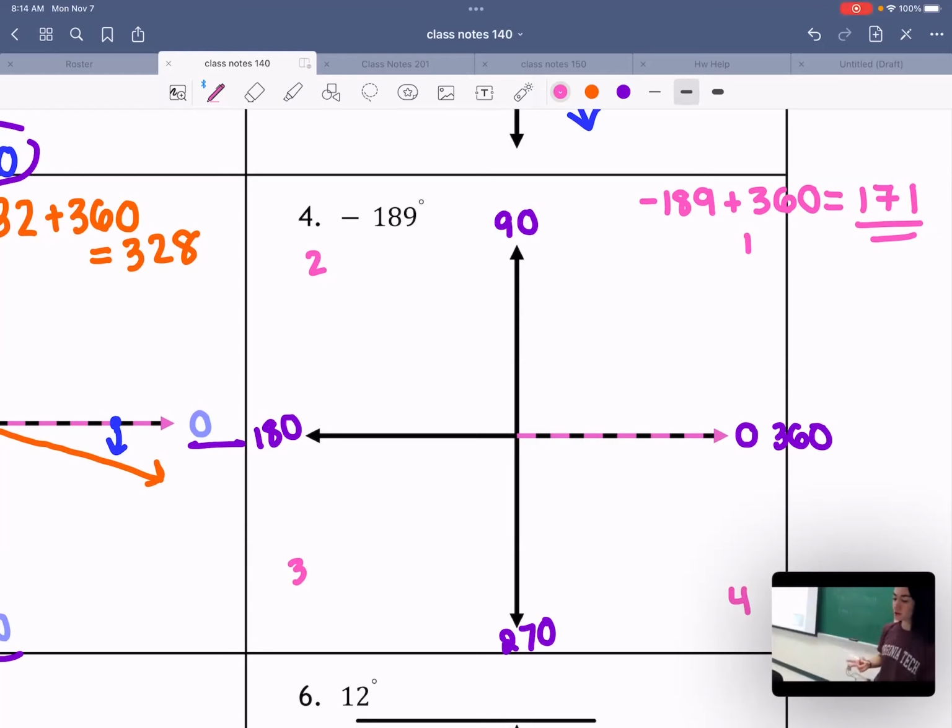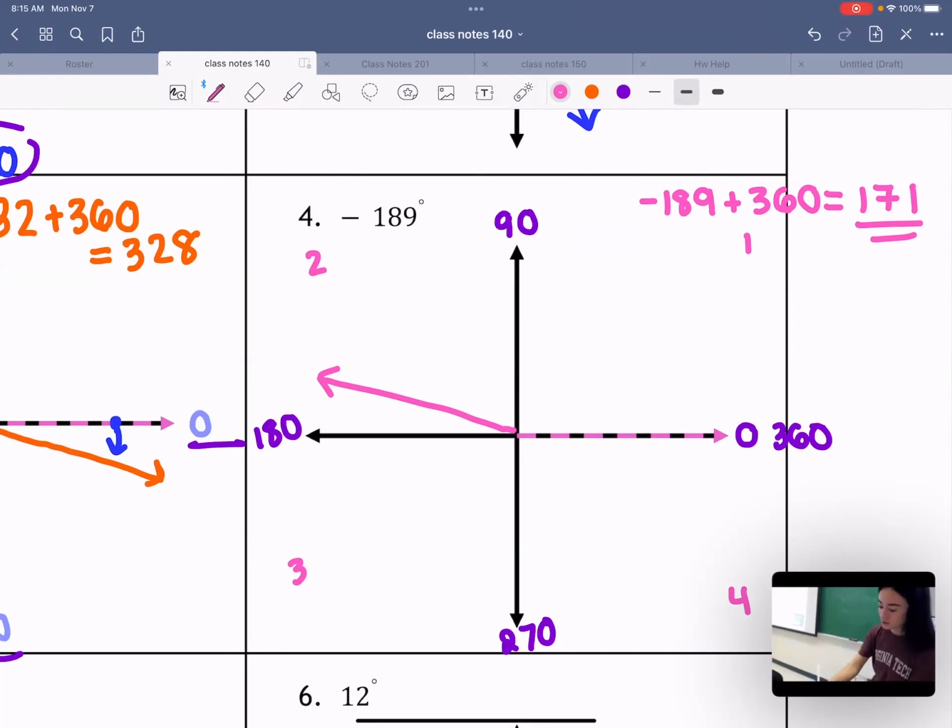2, right? Because 171 is between 90 and 180. It's actually very close to 180, so maybe I should draw my angle here. Okay, so that's my terminal side. Well, I'm not drawing the angle 171 because that would be going counterclockwise. The angle is negative, so I really need to make my angle clockwise.